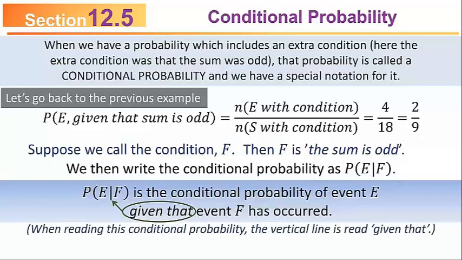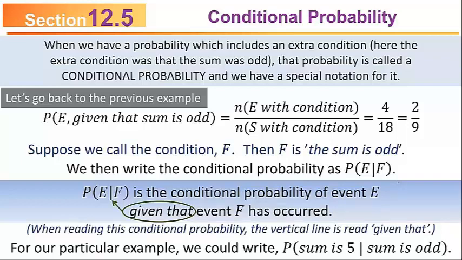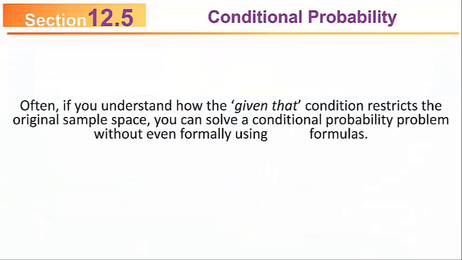The vertical line is read "given" or "given that," depending on exactly how you want to phrase it. For our particular problem, this would be the probability that the sum is 5 given that the sum is odd. Think about that a minute, because you need to understand what the probability is saying or asking before you can get an answer. And if I don't make any other point in this lecture, I want to make this point.